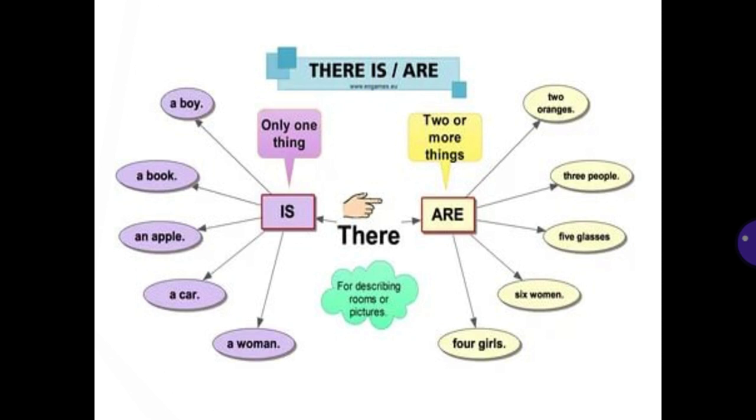Grammar form. There is and there are. We use there is and there are when we describe our rooms or pictures or our town.